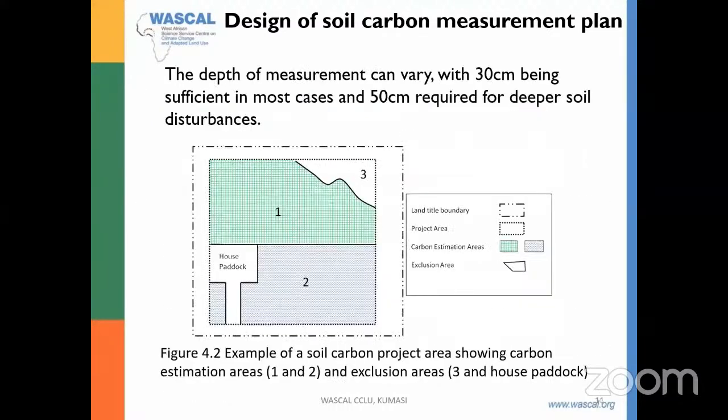So typically, this is how a layout can be done. You can have your entire boundary and you delineate your project area and also the areas where you will be estimating your carbon. So this is an example of a carbon project showing the area that is going to be estimated, and it can be divided into several zones.